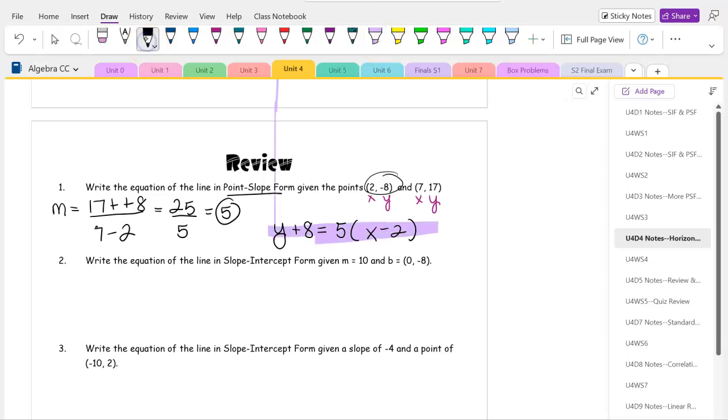That's your answer. All right, next we're going to write the equation of the line in slope-intercept form, given m is 10 and b is -8. Slope-intercept we know is y equals mx plus b. Since we have both of those pieces of information, we're just going to plug them straight in, like so.